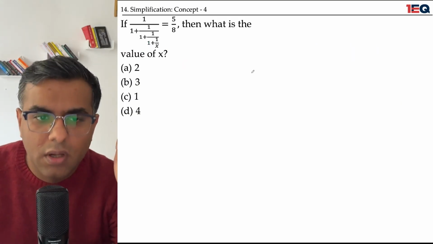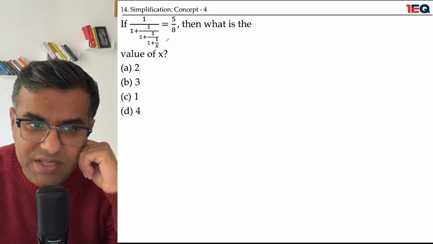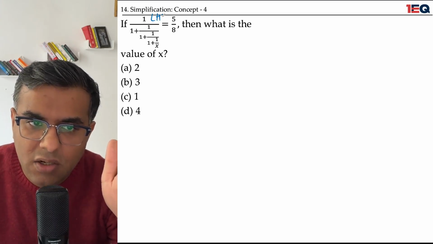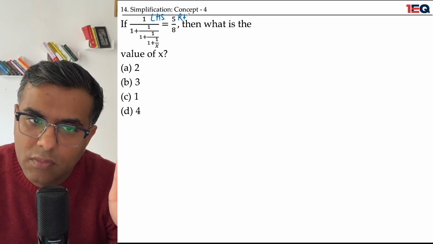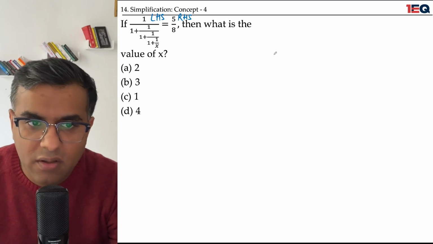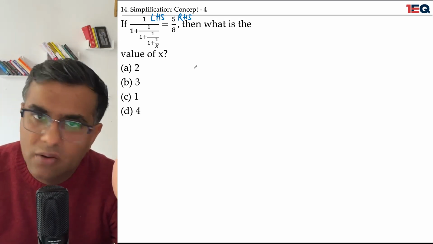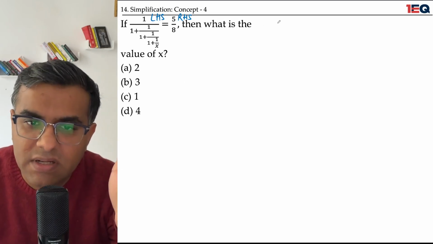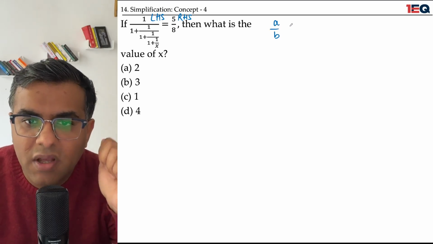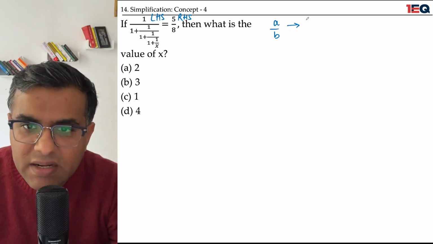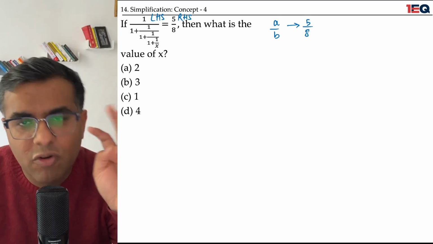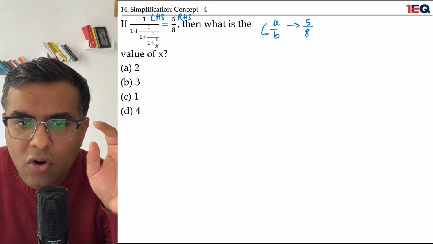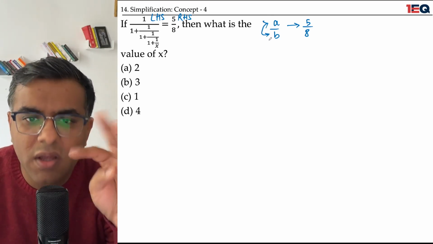Okay, now this is a very interesting question. You can solve it by comparing the LHS to the RHS. And there are two ways of solving it. In the first method, I would be only working on the left hand side, so as to reach a point where the left hand side can be represented in the form of a by b. When I would compare this a by b with the right hand side, which is 5 by 8, I would be able to get the value of x. X is nothing but a component of both a and b. Okay, I'll show you how.